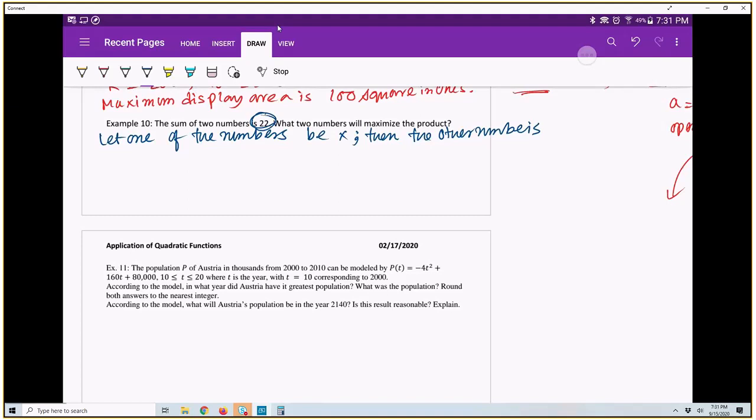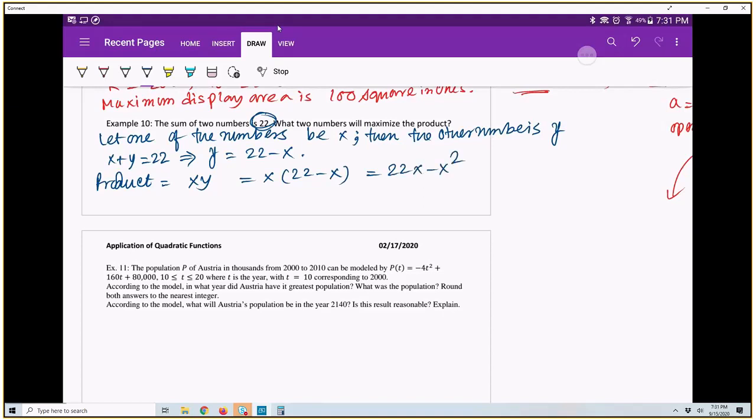Remember, the sum of the two numbers is 22. So then the other number being y, I get x plus y equal to 22. Solve for y, so you get y equal to 22 minus x. Remember, you are maximizing the product, so the product should be x times y, which is x times 22 minus x, and that is 22x minus x squared. Again, remember, this is a parabola with a equal to -1 less than 0. So it should be opening down, and that pretty much tells you the answer. If you find the vertex of the parabola, you found the number that will maximize the product.